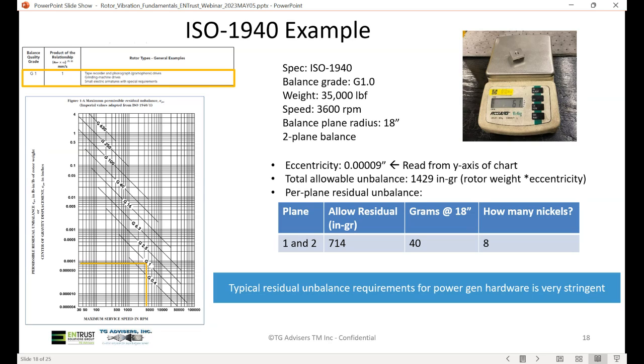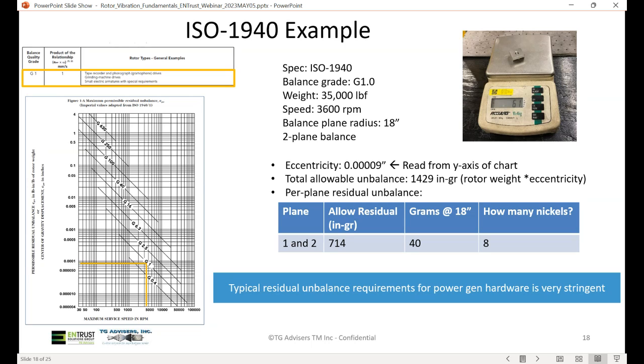Once again, this is the rotor weight times the eccentricity. The allowable eccentricity is a function of the speed and the balance grade. If we had chosen a different balance grade, such as balance grade 16, there would be an increase in eccentricity, which means an associated larger amount of vibration is allowed. In the ISO spec, the smaller the balance grade, the smaller the allowable residual unbalance.